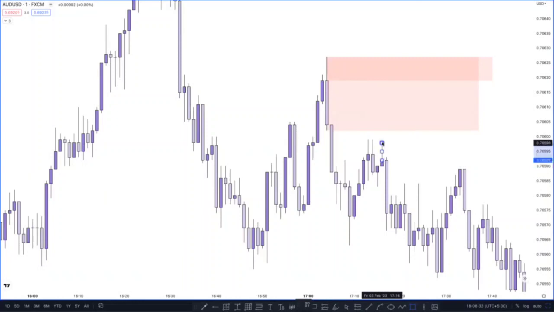Let me show you one more thing. This one is also a shadow here, right? But this shadow is mitigated by this candle, even partially mitigated, so it is not as high probability compared to the first one, because that is a fresh shadow.